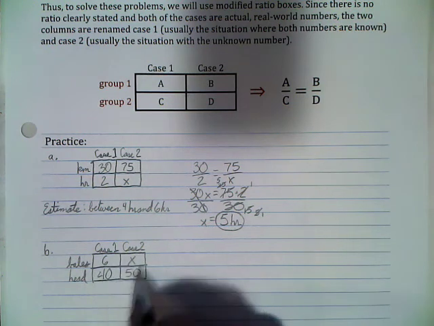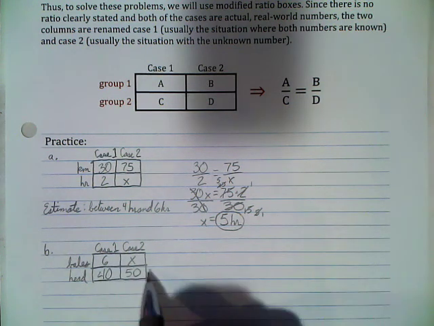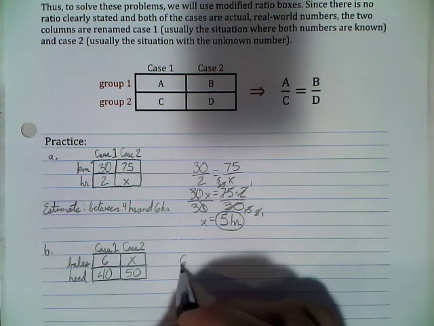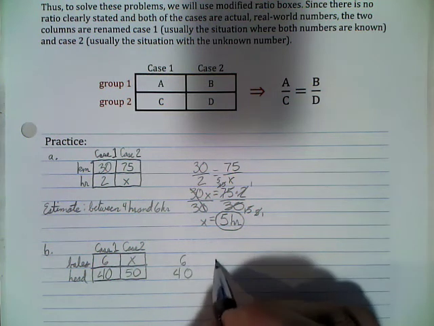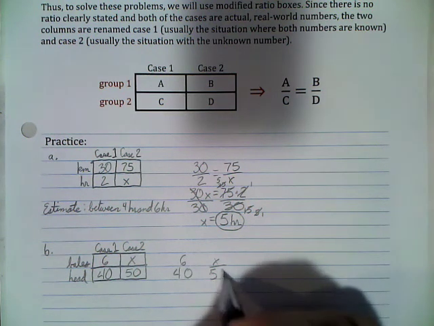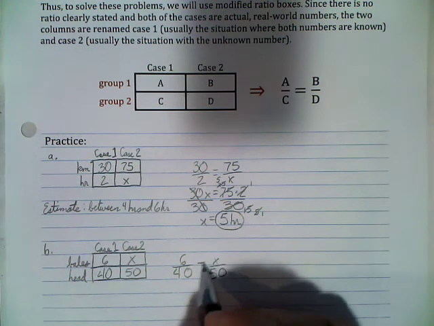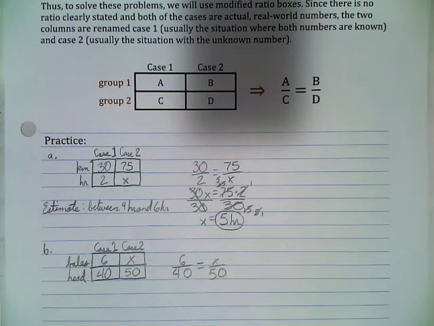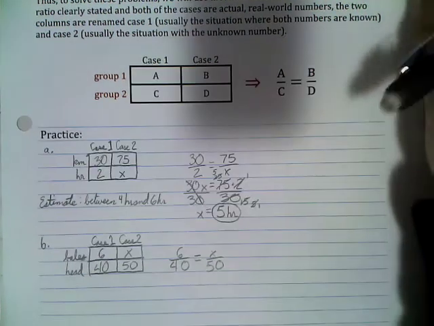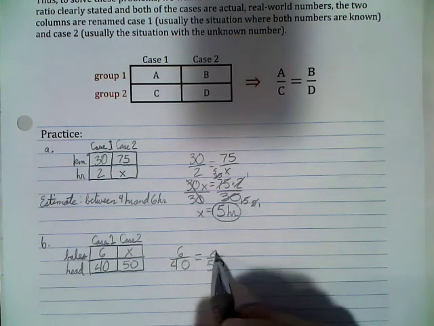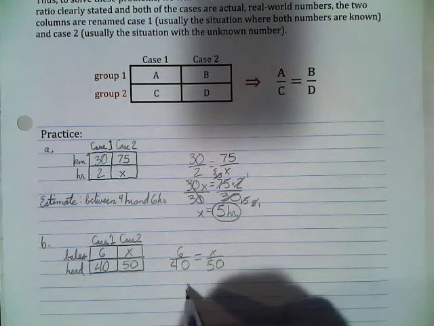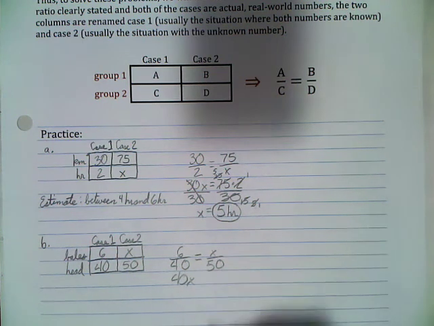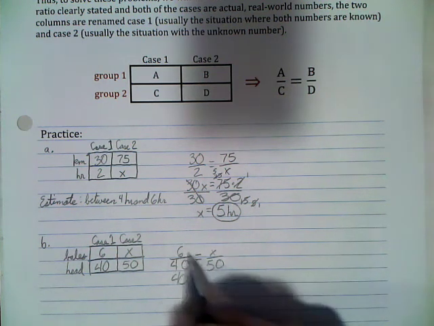Now that we've got it all organized, imagine just peeling away this box. You'd be left with a 6 and a 40. You'd be left with an X and a 50. Put in your fraction bars, put in your equal sign. There's your proportion. So now we're going to solve it. Cross multiply, so I'm going to start with my 40 times X. That's 40X. And then I'll have a 6 times 50.